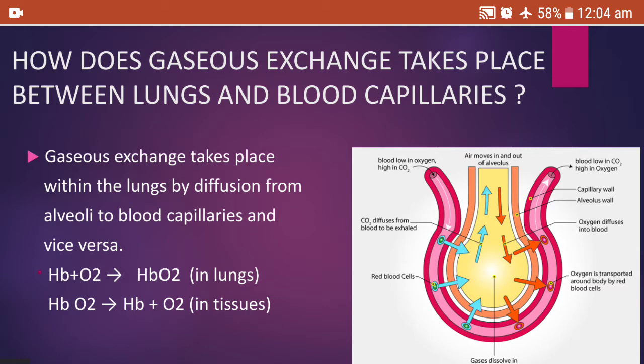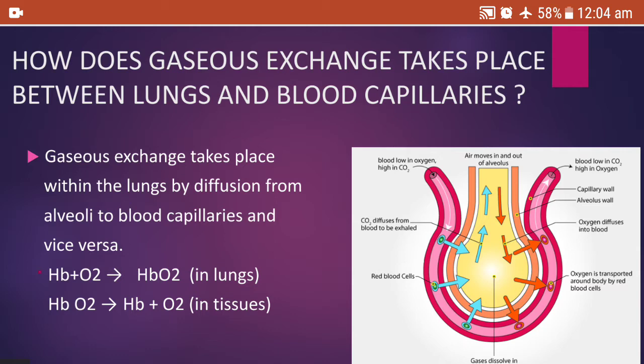Once again, this is an important question. Here we should know about the structure of the alveoli. These alveoli are present in the lungs. Gaseous exchange takes place within the lungs by diffusion from alveoli to blood capillaries and from blood capillaries to alveoli. As you can see in this slide, this diagram is in the textbook also. You can refer to it from there. It is there in the PDF also. The air that is entering, as you can see, is shown by red arrows. So it contains oxygen, and our blood is becoming oxygenated blood.